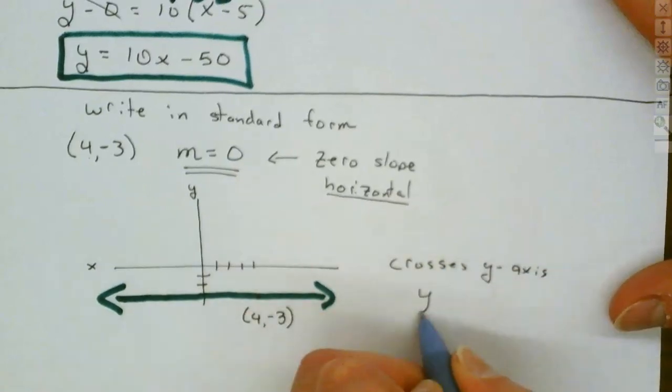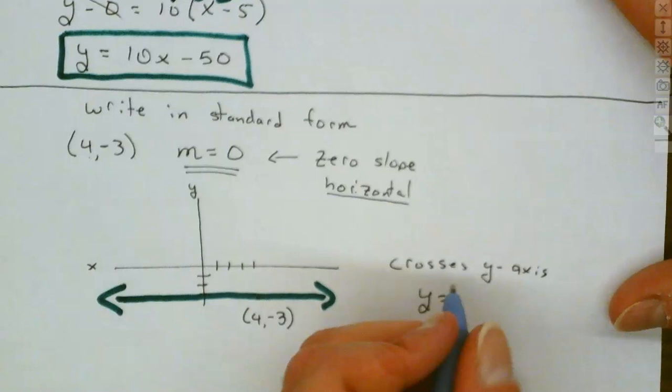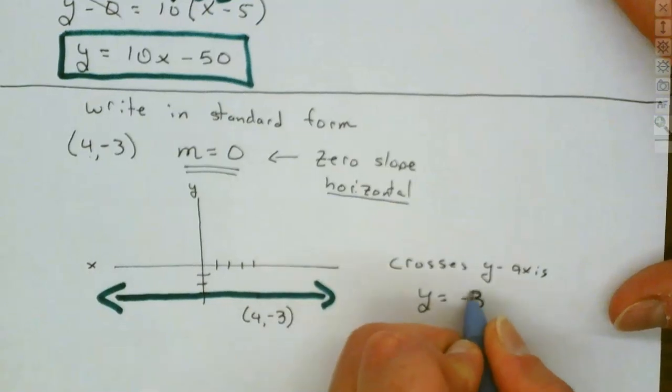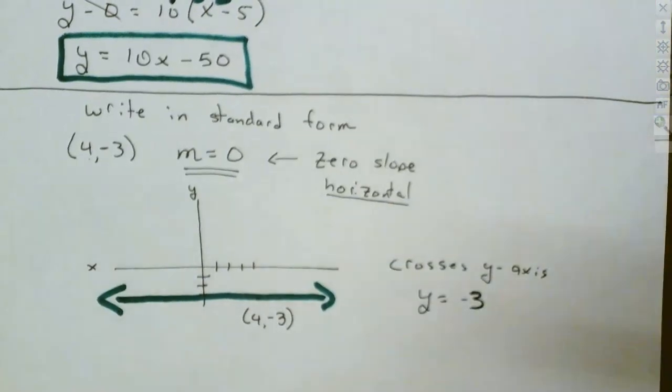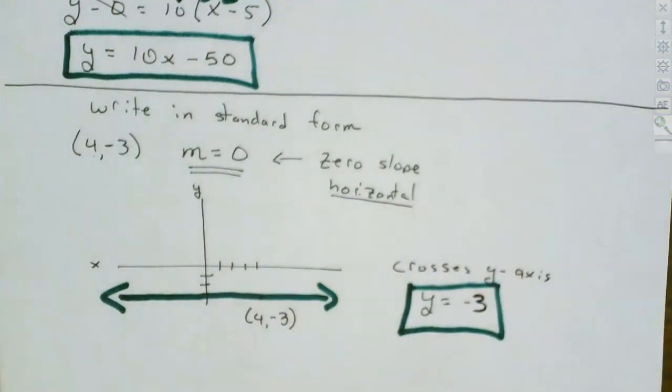And if it crosses the y-axis, where does it cross the y-axis at? It's going to be down 1, 2, 3 units. So what would your answer for that one be in standard form? Y equals a what? -3. That's it. You can't write it in slope-intercept because you don't have the x there. So that's the standard form.